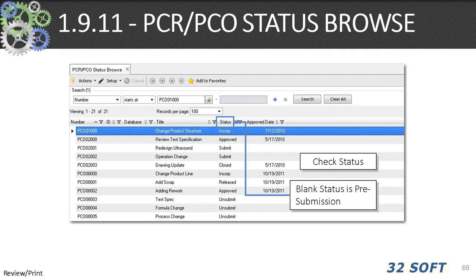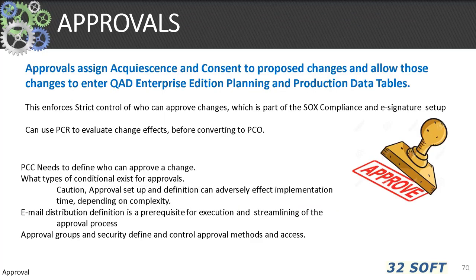Here is a handy 1.9.11 PCO status browse. Note the blank status denotes it's in pre-submission. Approvals assign acquiescence and consent to proposed changes and allow those changes to enter the QAD enterprise planning and distribution table. This enforces strict control. That is, who can approve changes, as approvals are a key part of SOX compliant and e-signature setup.